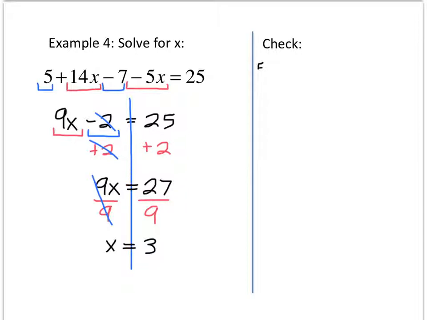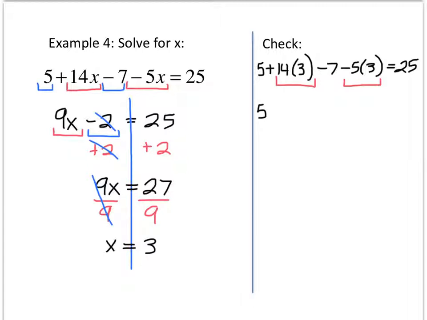So I'm going to plug in 5 plus 14 times, I'm actually going to put the 3 in for that first x, minus 7, minus 5, I'm going to put 3 in for that second x, and I'm hoping that the whole thing simplifies down to 25. So again, I see a couple of multiplications. I need to do the multiplication before addition and subtraction, because we are now simplifying and following the order of operations. So it looks like I get 5 plus 14 times 3, which is 42, minus 7, minus 5 times 3 is negative 15. And hopefully this all equals out to 25.